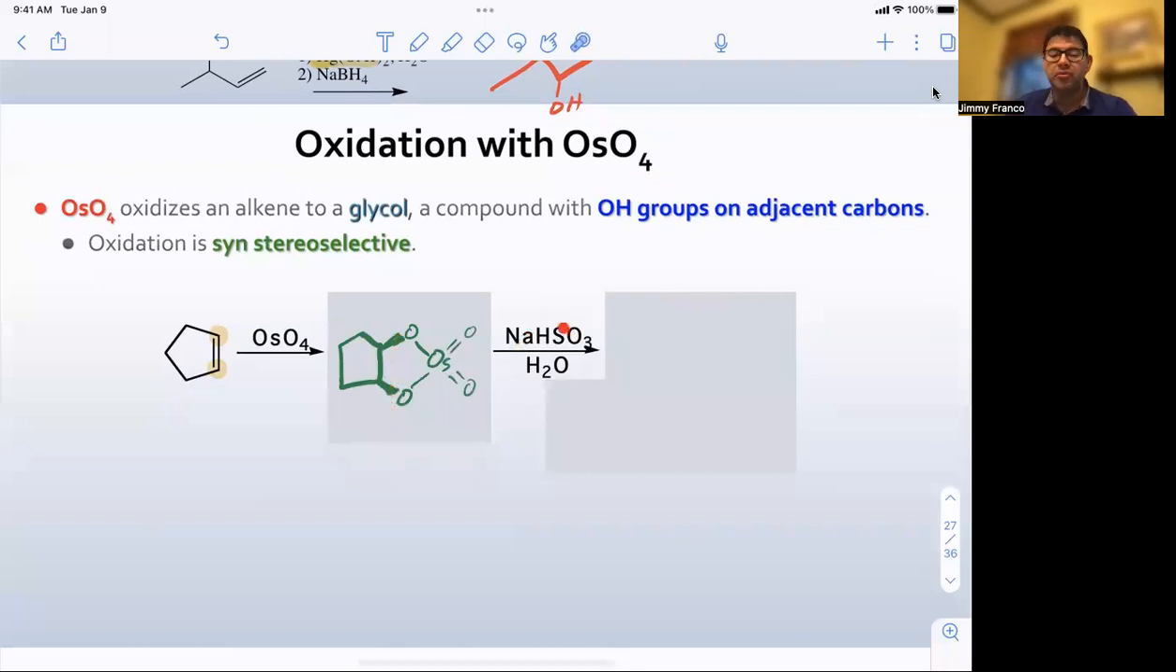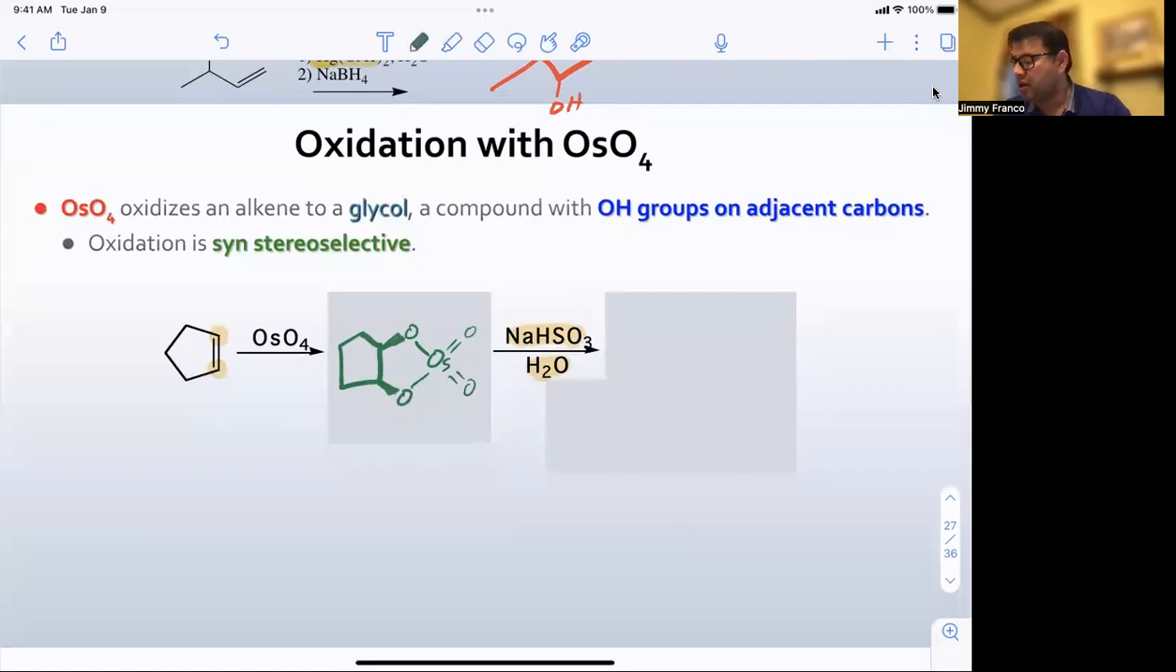The second group is just to cleave off the osmium. Just like on the previous ones when we had the mercury or the BH3, we don't actually want that in our product. We actually want our alcohols. So this next group is just to cleave, just to get rid of that osmium group.